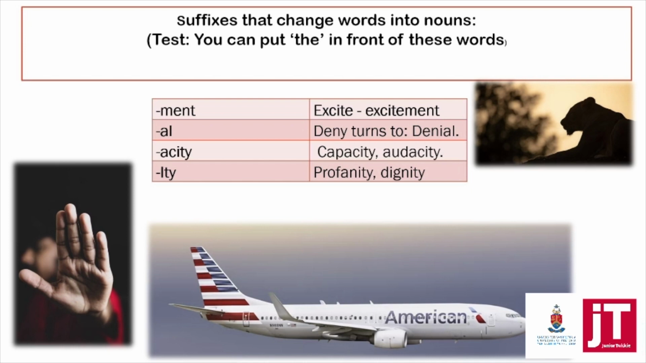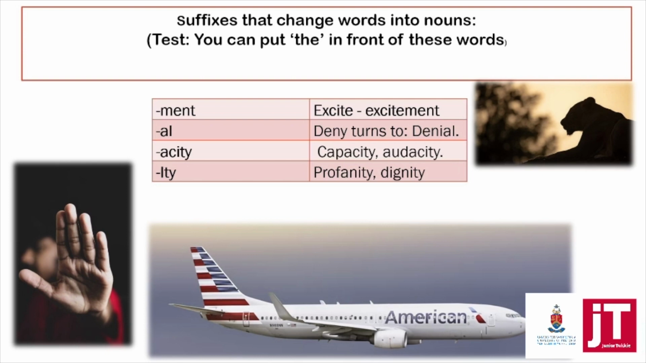AL: deny turns into denial. I deny doing that, which means I do not agree. I did not do that. It's a verb. I deny it, right? Denial is a noun. So the denial, or you are in denial. That's a good example. It means that you are not accepting something. And the denial could be used in a sentence, and therefore it is a noun.